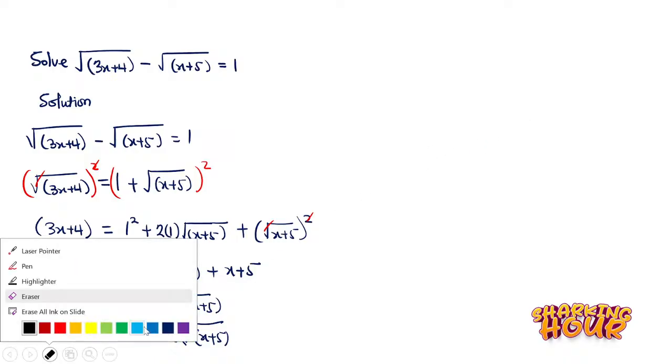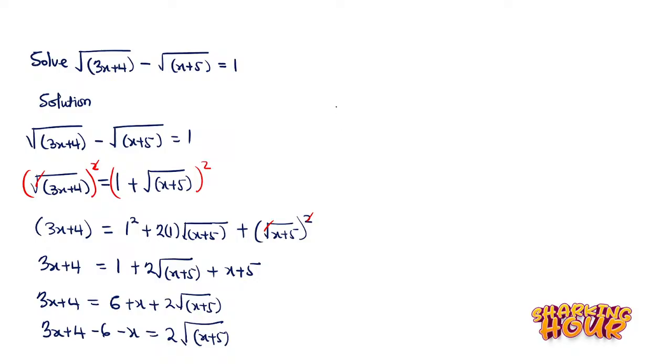So from here, all we have now is, I now have 3x over here minus x. That will give me 2x. Are we okay? And then from there, I now have positive 4 minus 6, and 4 minus 6 will give me negative 2. So I have here negative 2, and then this will be equal to 2 root x plus 5. Are we okay? So this is the expression we now have.